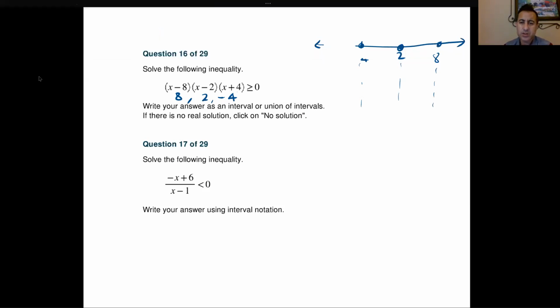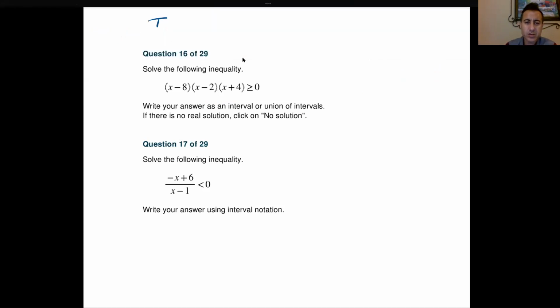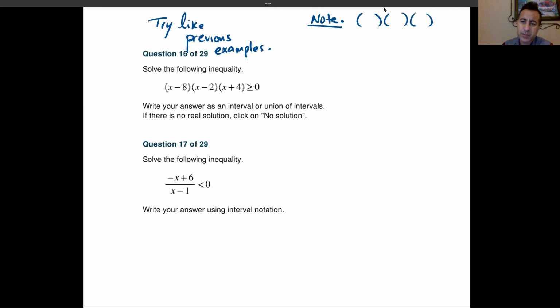So this one I'll say similarly to others that we did, and I'll write a note about the other one. So here I would say try like previous examples. So it's a similar example like 14. Doesn't matter, it's just you have more intervals to test. And we'll put a note here that if for some reason you have something like this, right? One of them is squared. Don't skip. Just follow the same process.